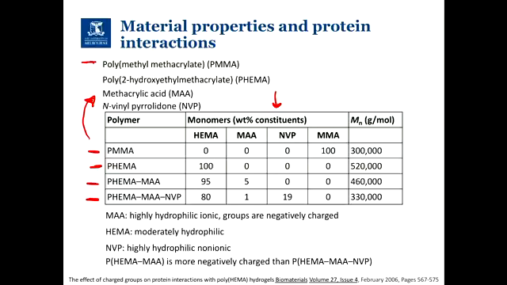So, just more about the properties. The MMA is very hydrophilic, water likes it, and it has lots of groups in there that are negatively charged. Negatively charged is going to be an ionic component. Polyhema is moderately hydrophilic. The NVP is a highly hydrophilic, non-ionic polymer.